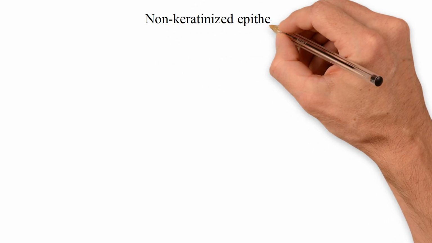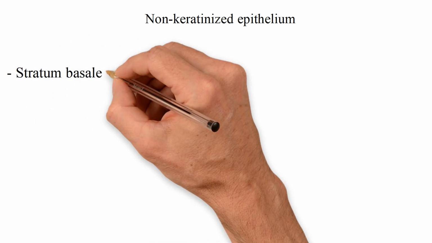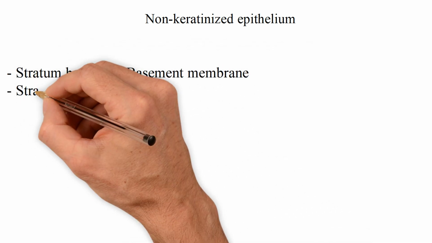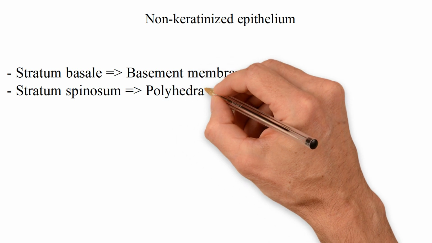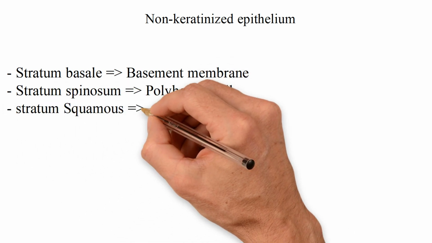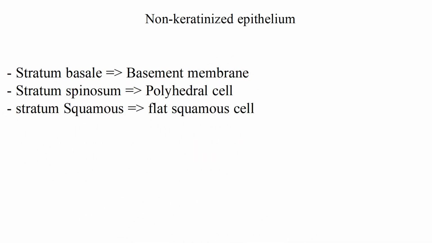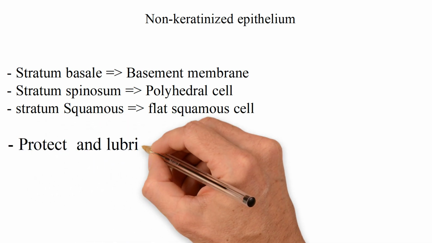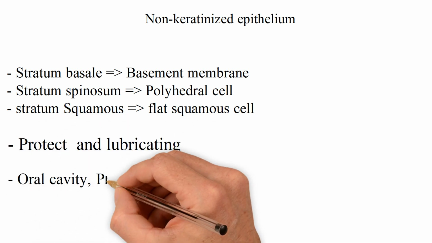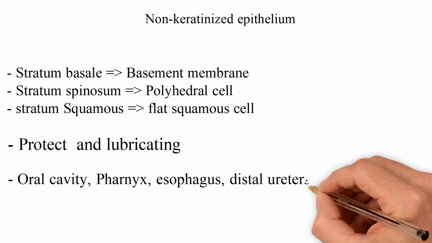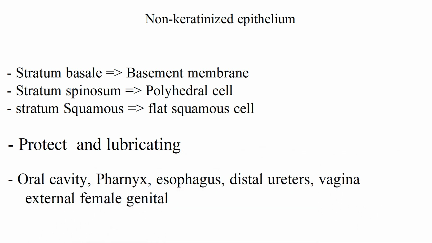Then we have our next type of stratified squamous epithelium, which is non-keratinized epithelium. It mainly consists of three layers: stratum basale, which is the basement membrane; stratum spinosum, which contains polyhedral cells; and stratum squamosum, which contains flat squamous cells. Its main function is to protect and lubricate. It is present in the oral cavity, pharynx, esophagus, distal ureter, vagina, and external female genital organs.